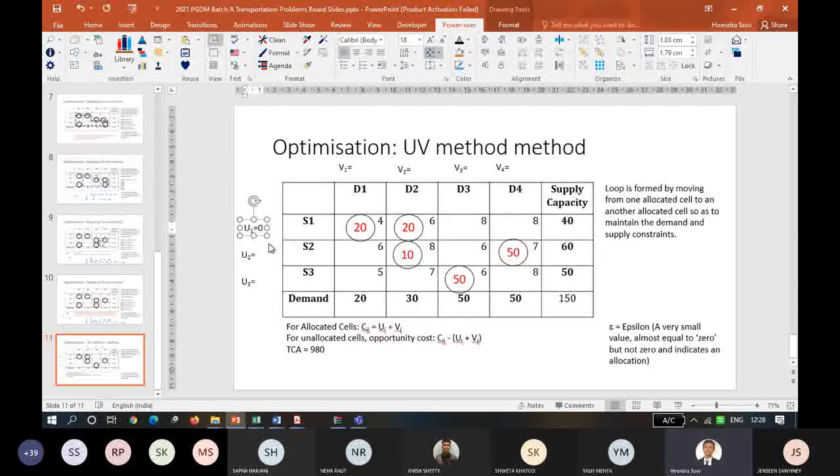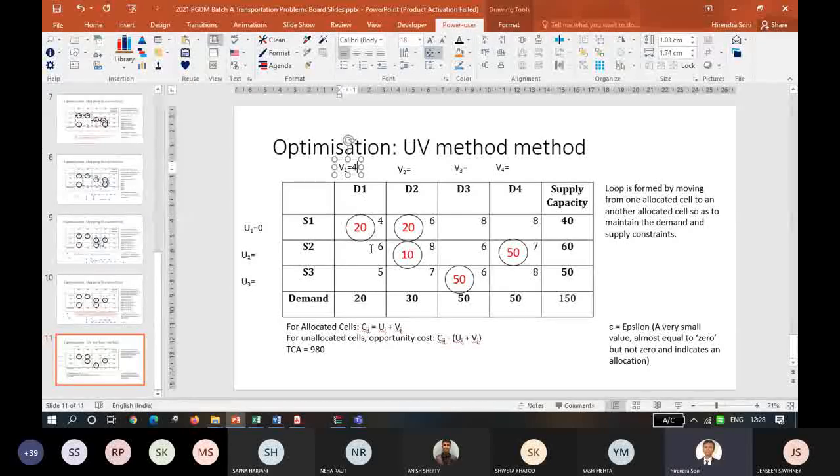So if we are assuming U1 equals 0, now can you tell me the value for V1? 4 is equal to 0 plus this. So what is the value for V1? 4 minus 0, 4.